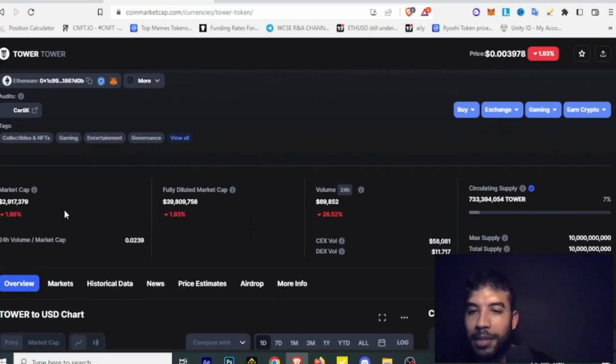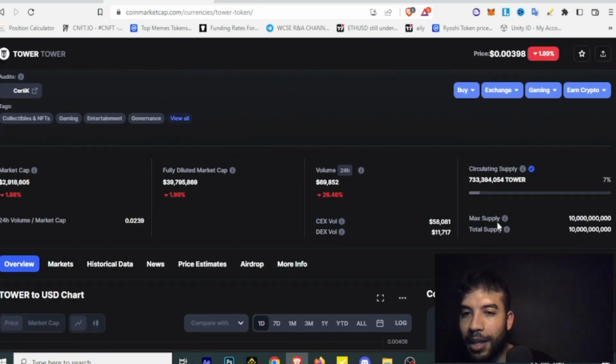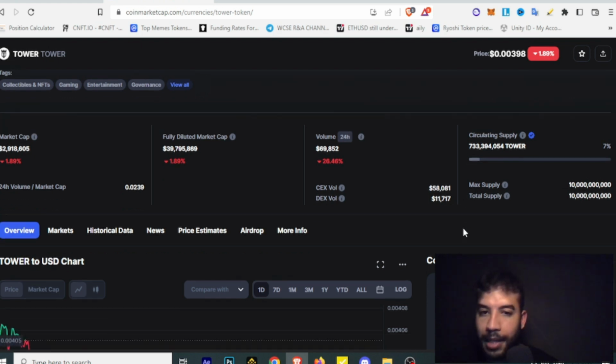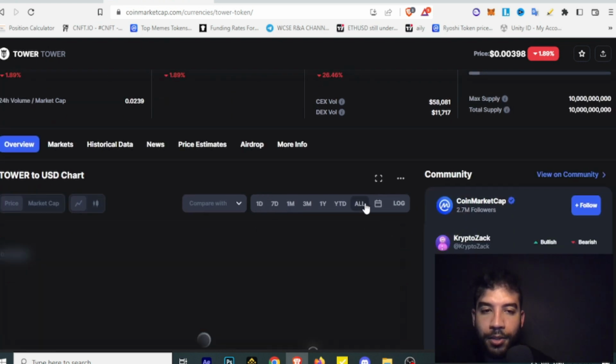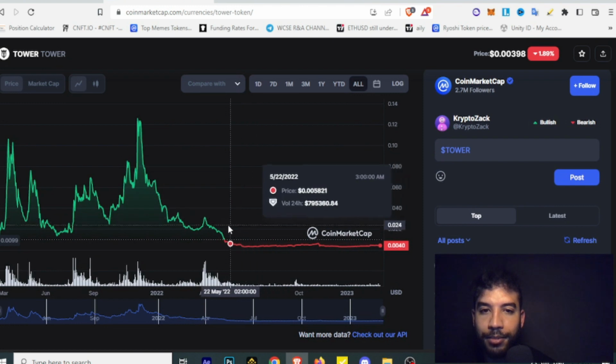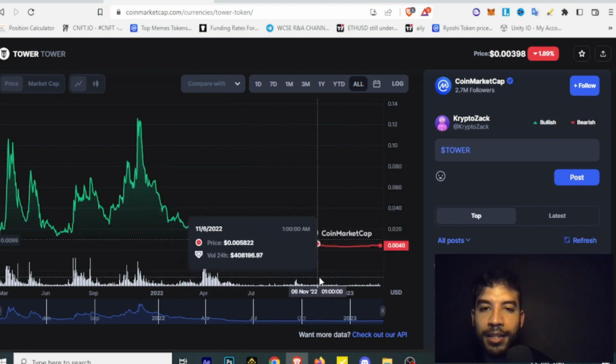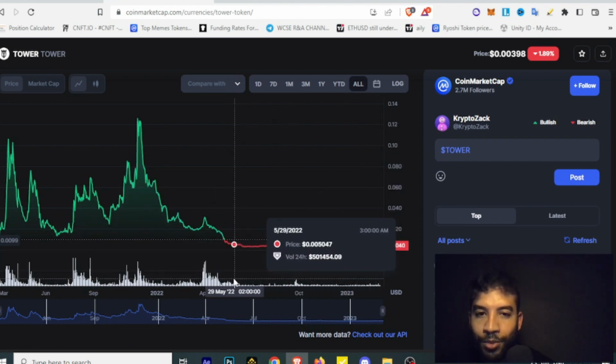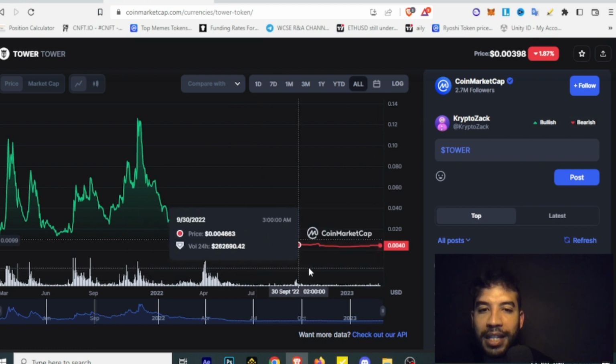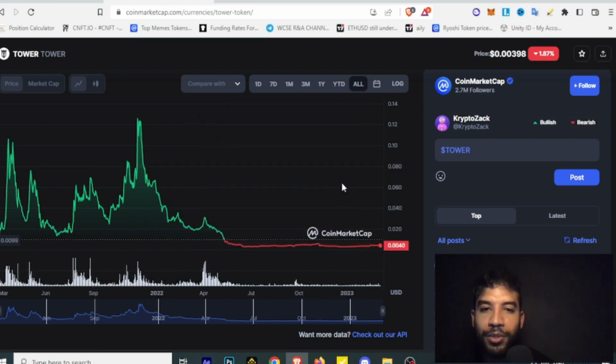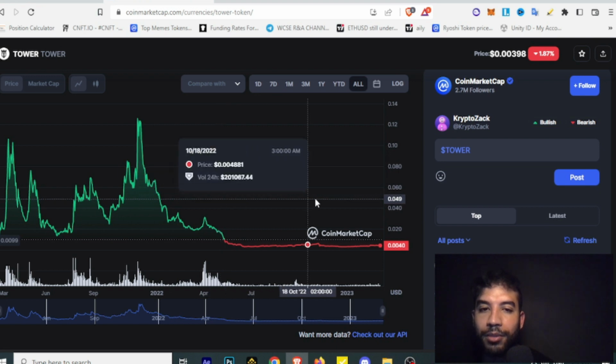So around $3 million market cap. It has a max supply, which is interesting. 10 billion as a max supply. And let's see how this chart looks all time. So again, super flat. This is not good. It's not good to see something like this, a super flat line like that, right? This usually means that the project stopped, literally stopped.